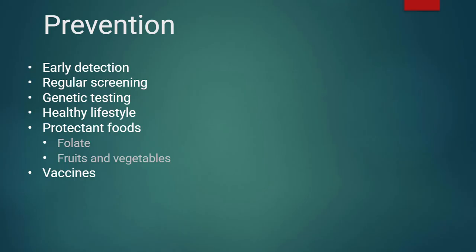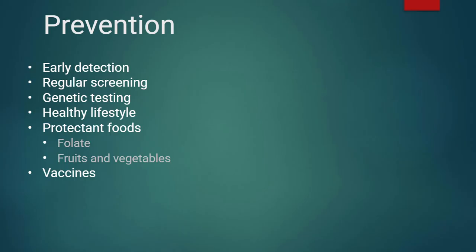Some patients may benefit from genetic testing. For example, if there's a strong family history of breast or ovarian cancer, testing can help identify those at higher risk. A healthy lifestyle is another powerful tool. This means not smoking, staying physically active, eating a balanced diet, and maintaining a healthy weight. Certain protective foods can lower risk. Foods rich in folate and a variety of fruits and vegetables provide antioxidants and nutrients that protect cells from damage.